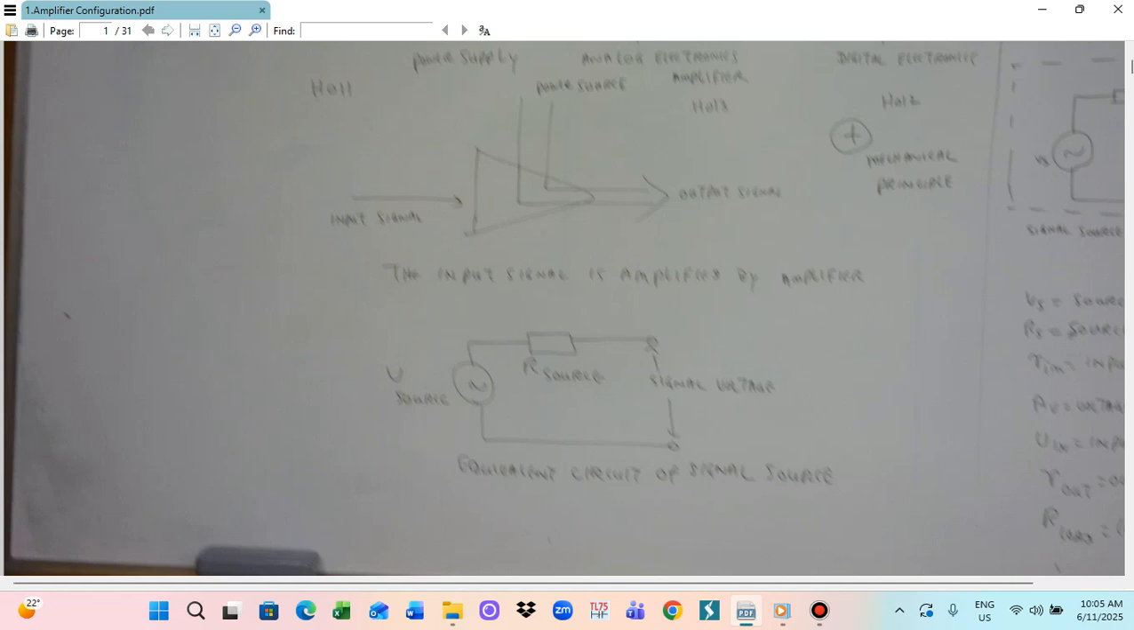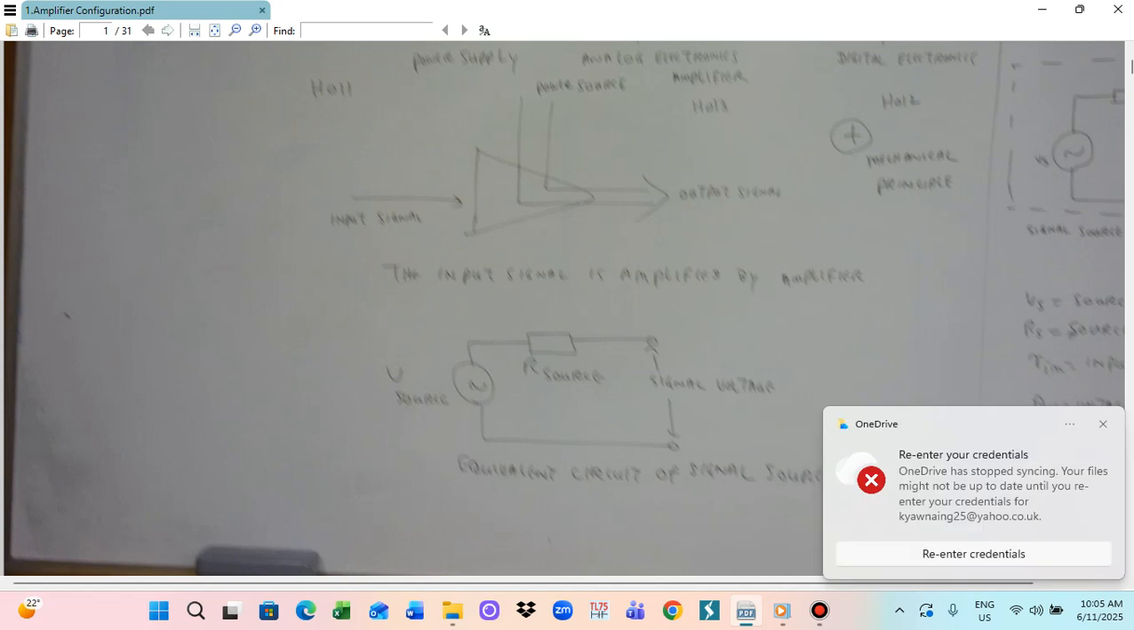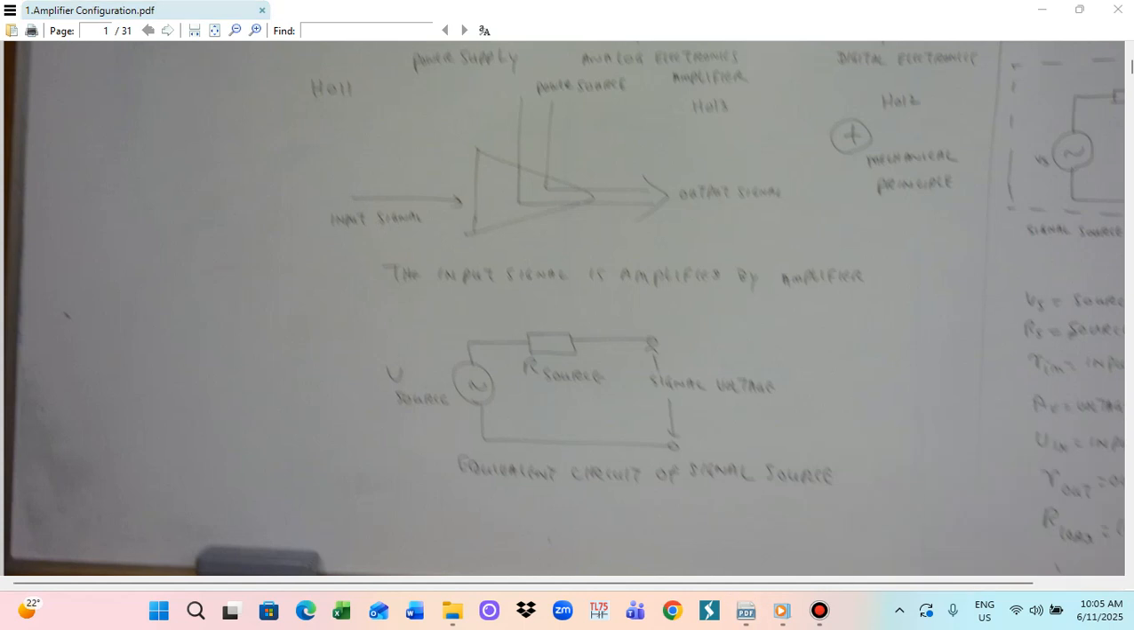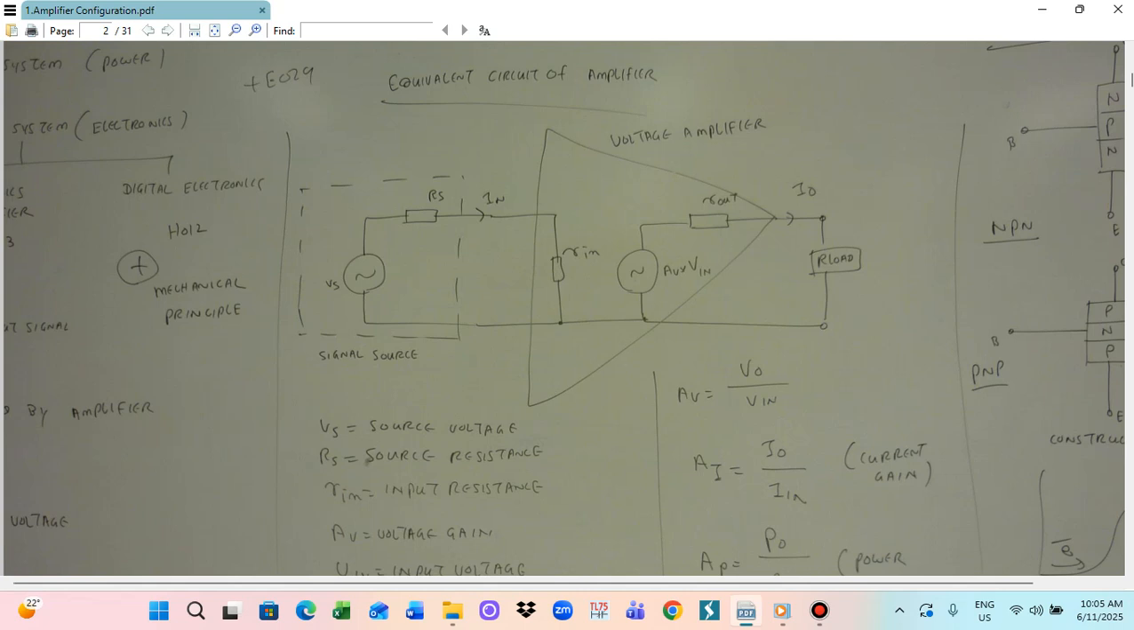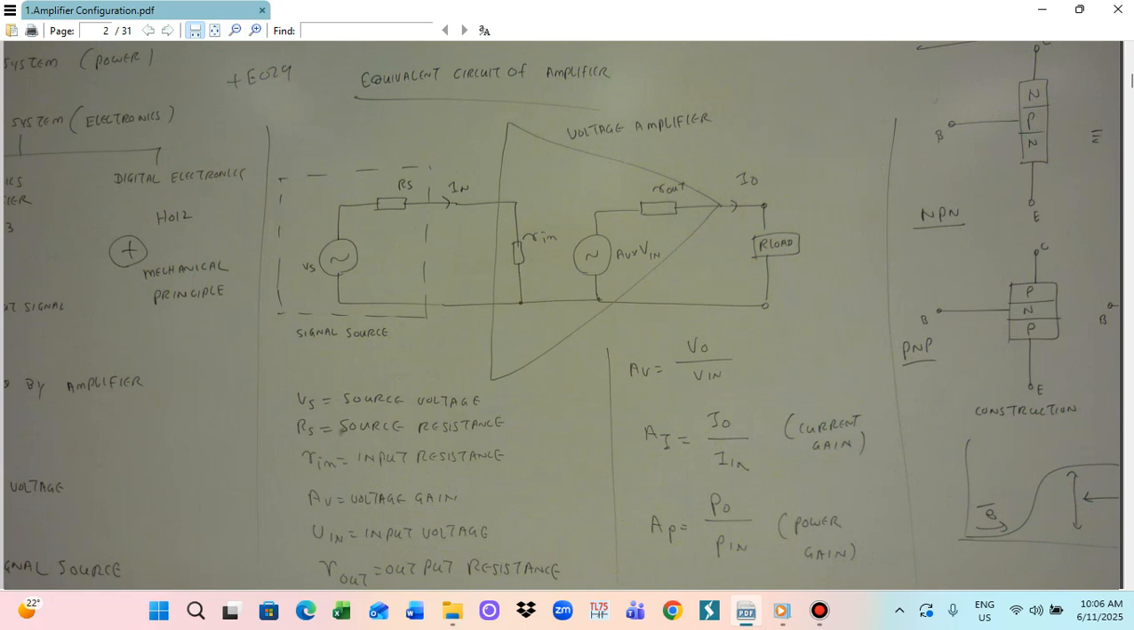So we can draw the equivalent circuit of the voltage amplifier. The amplifier needs the input signal source, and this signal is amplified and output as a larger signal. So that's the amplifier circuit. You can draw the equivalent circuit of the amplifier.